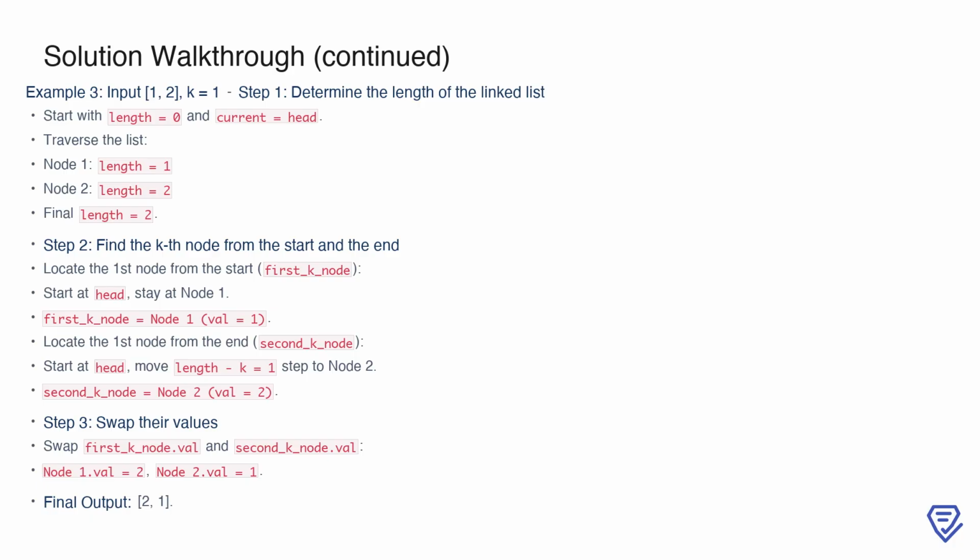In step 3, we swap the values of first_k_node and second_k_node. The value of node 1 becomes 2, and the value of node 2 becomes 1. After the swap, the updated linked list is 2, 1.